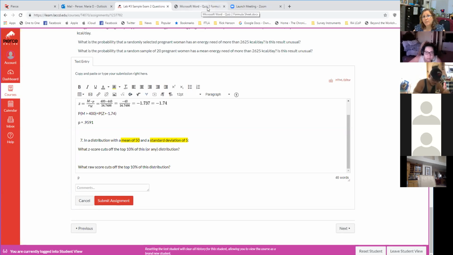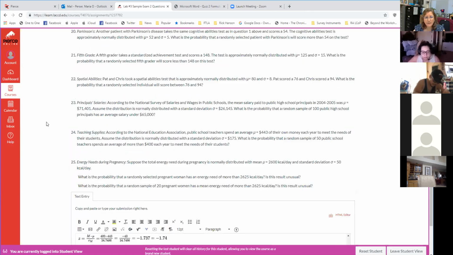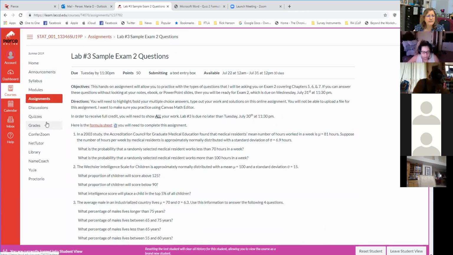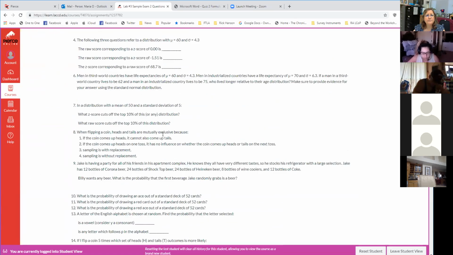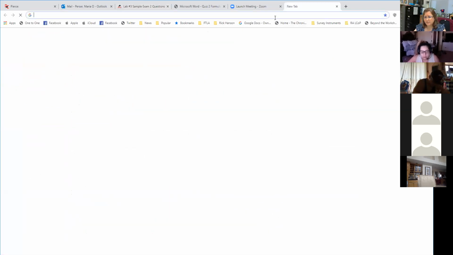And so what we need to take a look at is the z-table. And I don't think I have it here. I have to go back. Let me open up another screen real quick.